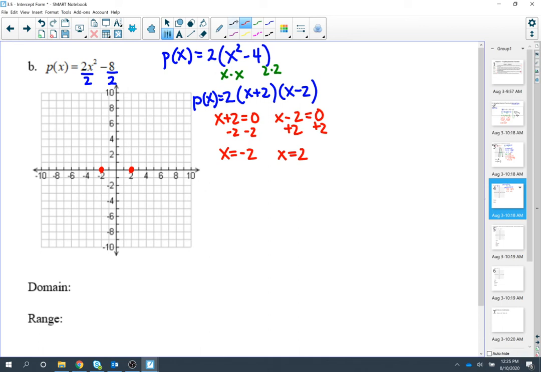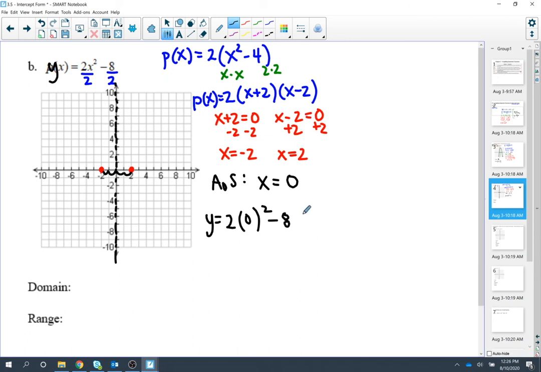Now, got to find the middle because we got to find the vertex. So axis of symmetry, x equals. Find the middle. Over 1, over 1, over 1, over 1. We are at 0. Then, well, yeah, I'm at 0. That's great. But where on 0? So we're going to substitute back in. So y equals 2 times 0 squared minus 8.